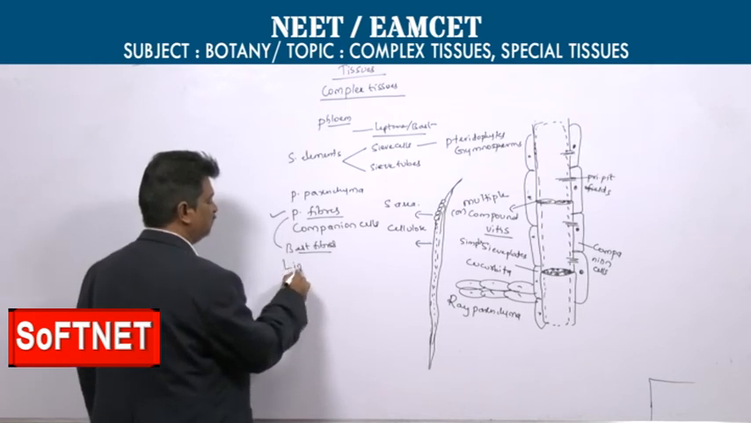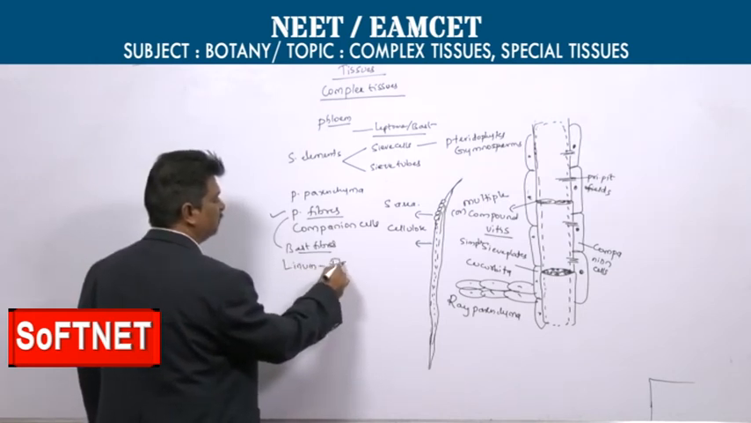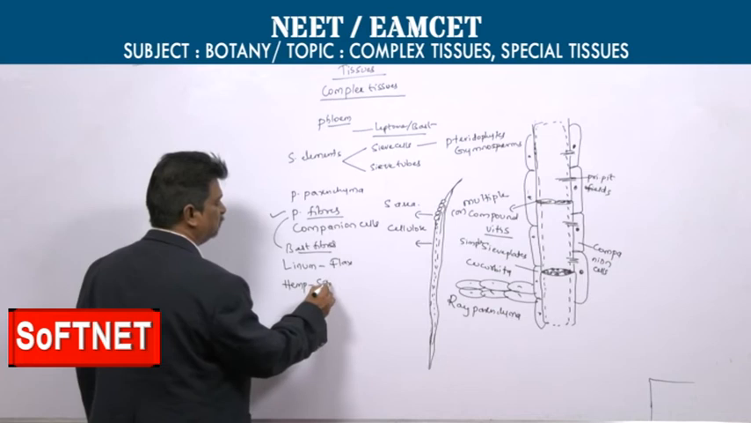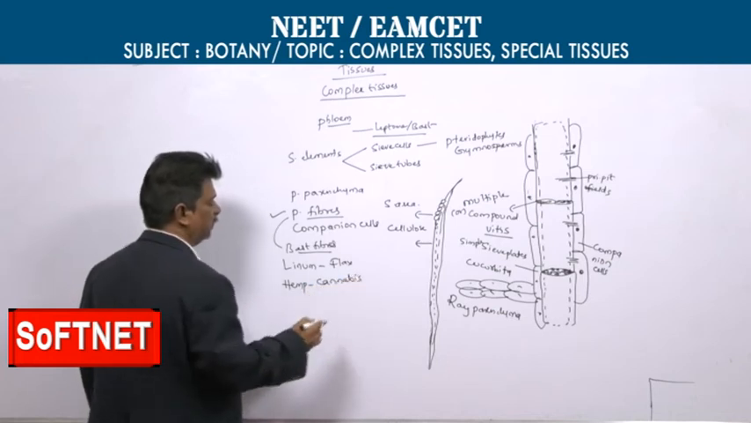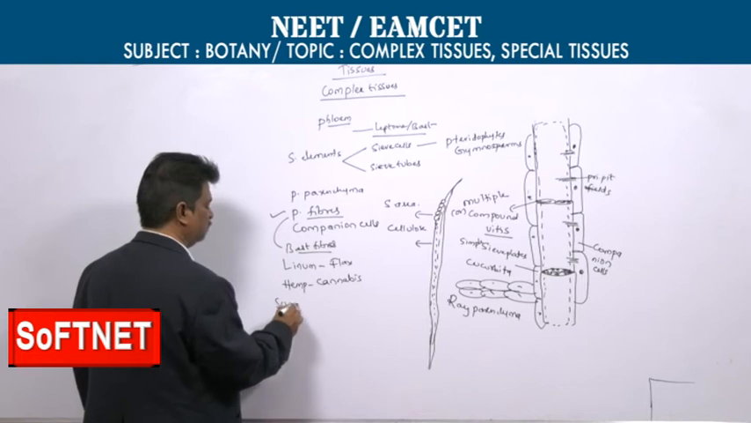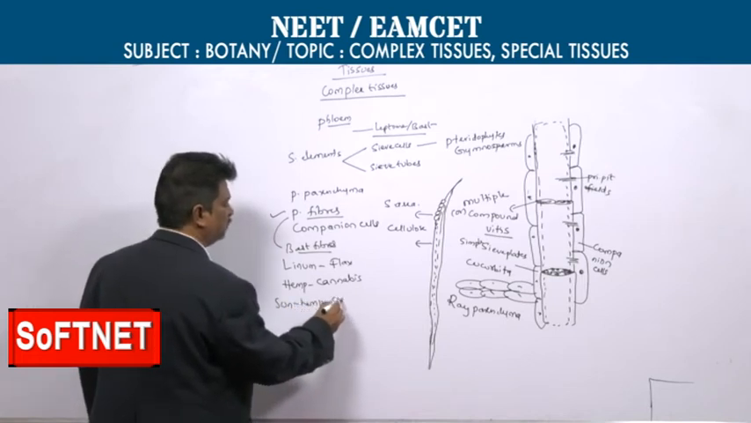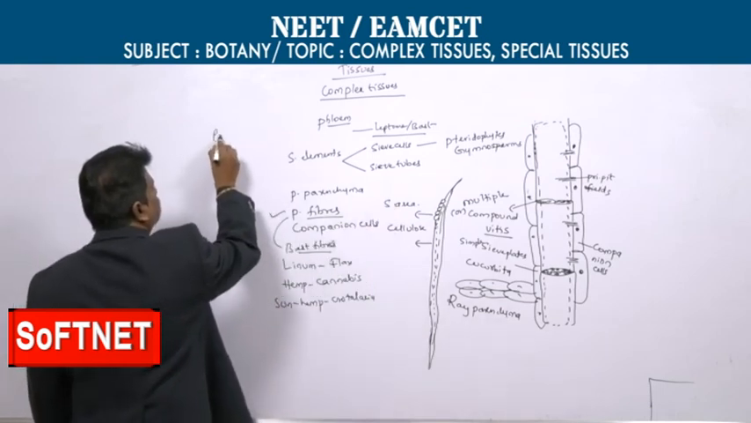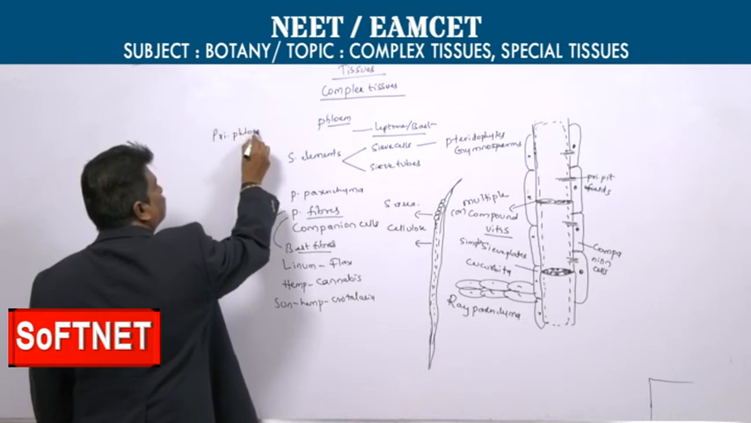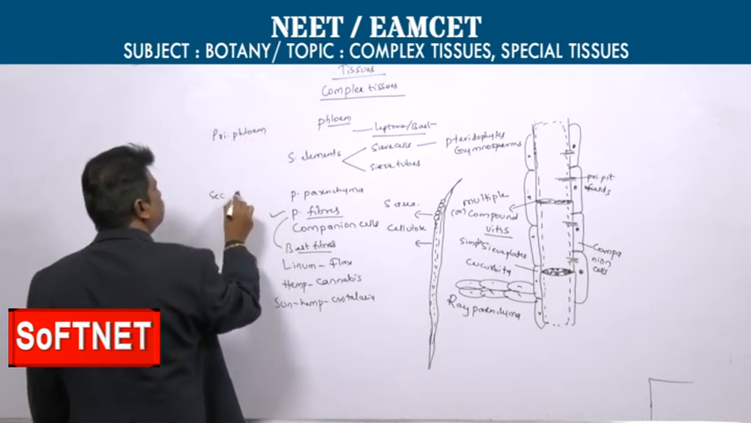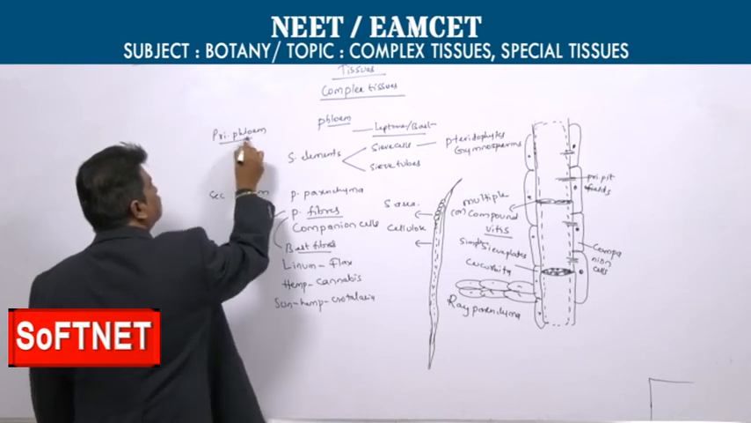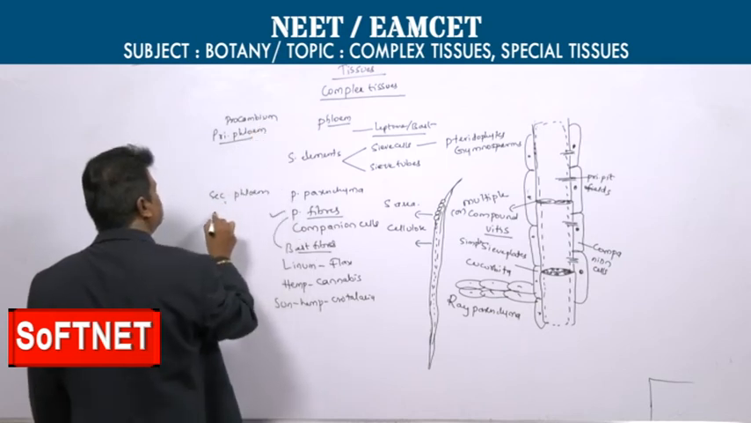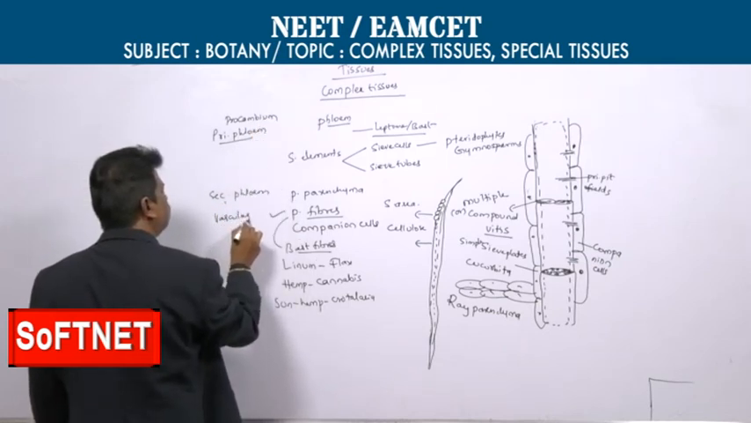Some examples: flax fiber, obtained from Linum. Hemp, obtained from Cannabis. Sun hemp, obtained from Crotalaria. Like xylem, even phloem is of two types, primary phloem and secondary phloem. Primary phloem is formed from procambium. Secondary phloem is formed from vascular cambium.